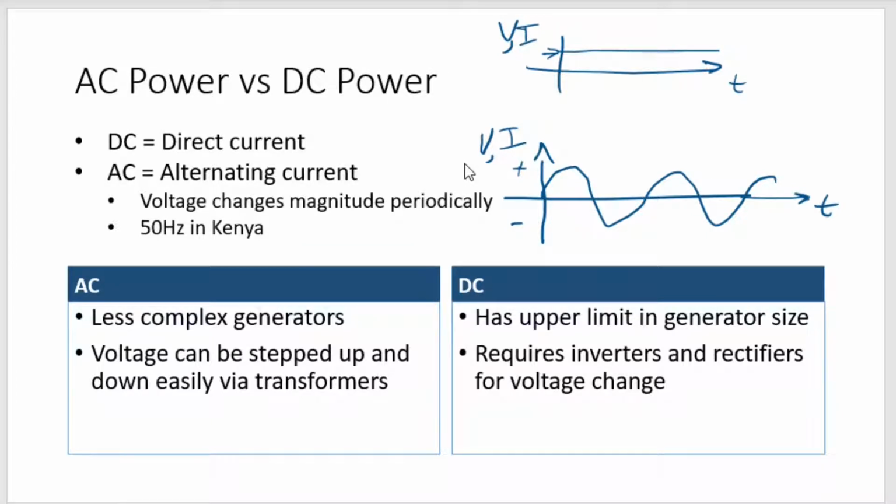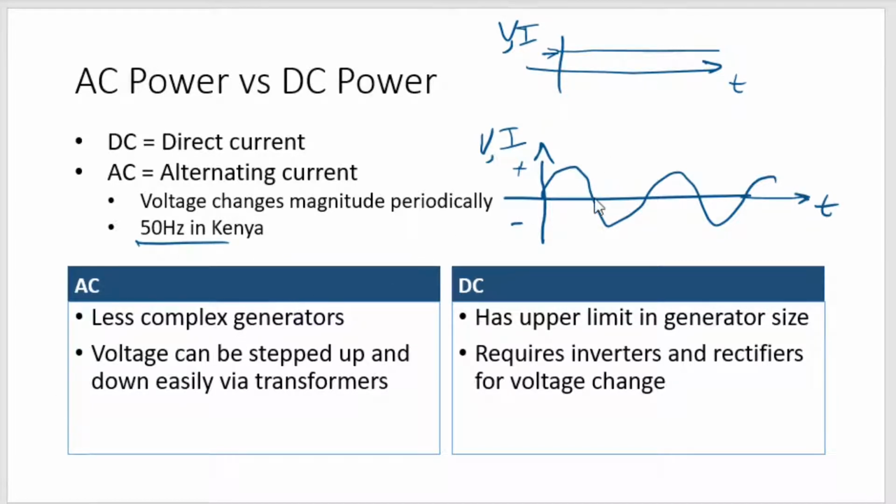DC current is the stuff that is used in batteries, the stuff that comes out of your phone charger, laptop charger, and so on and so forth. AC current is what is available in sockets in any building that is supplied by Kenya Power, right? In Kenya, AC voltage is supplied at 50 hertz.